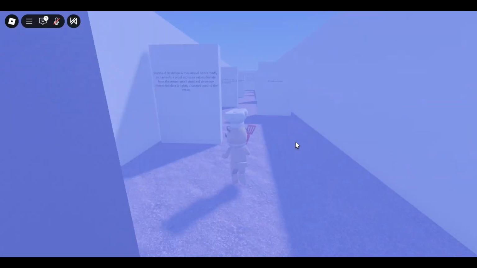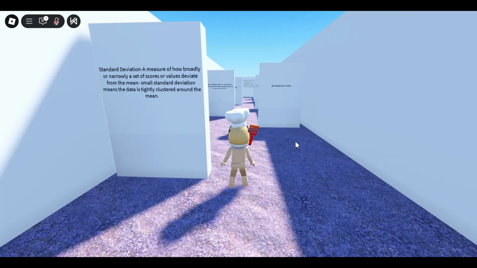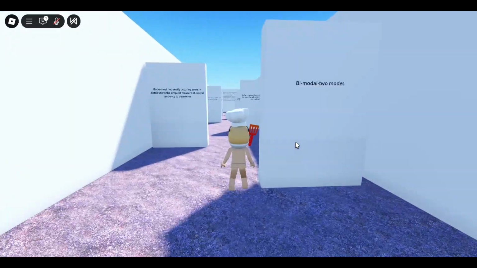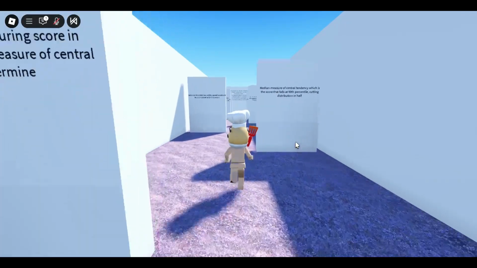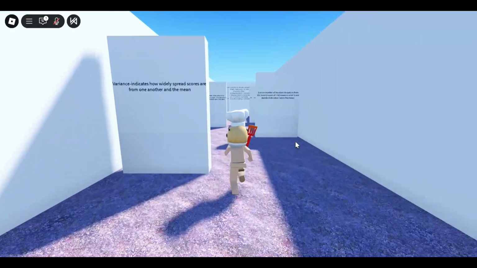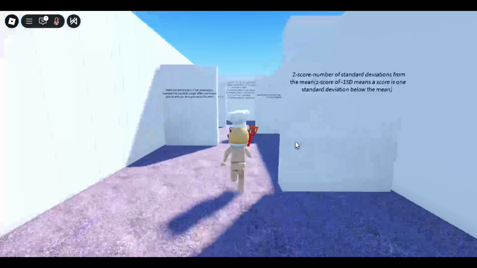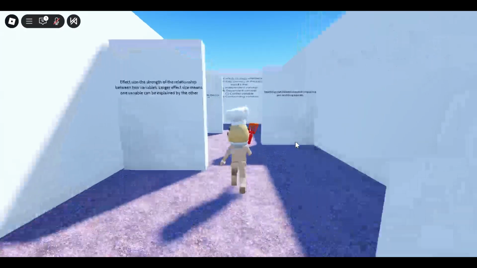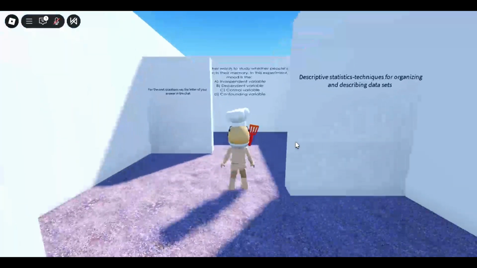And now here are some helpful topics that you should study: standard deviation, bimodal distribution, mode, median, mean, variance, z-score, effect size, and descriptive statistics.